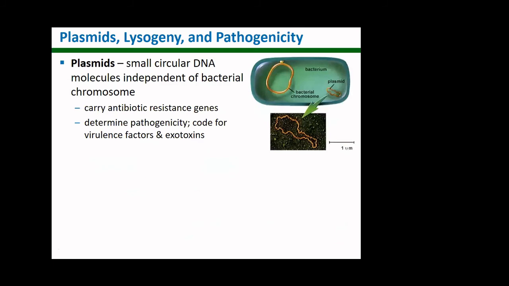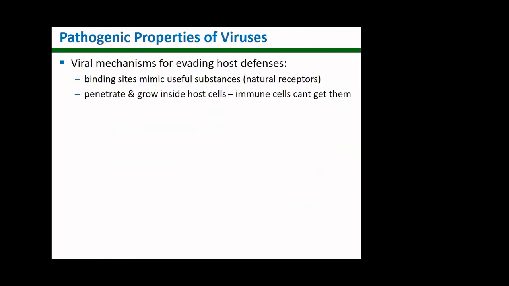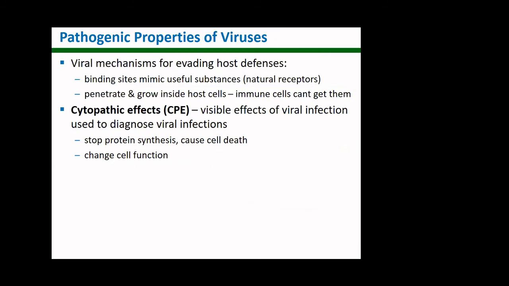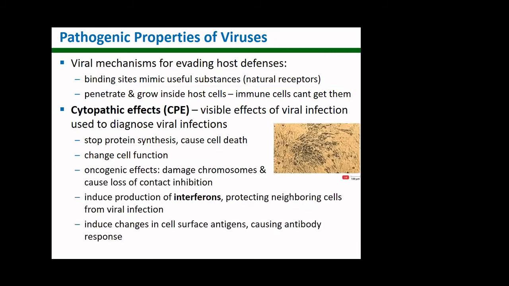All right, so some toxins wouldn't be possible without plasmids, right? We know what plasmids are already. We know that they can carry genes for extra things, right? Like toxins or antibiotic resistance. So I'm going to skip over most of this, okay? Viruses are a pathogen, right?